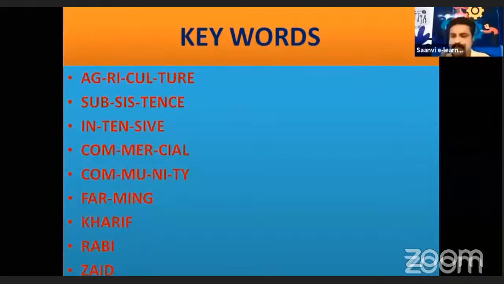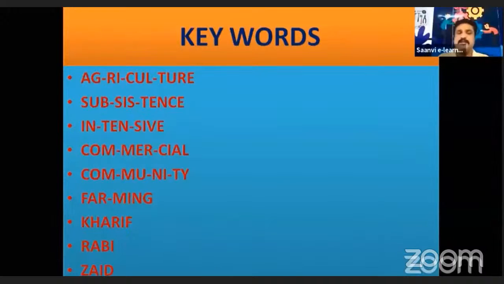Next is subsistence: the minimum resources necessary for survival. Next is intensive, meaning vigorous or extreme. Intensive agriculture is when a small part of the land is cultivated and we get more production from the field.